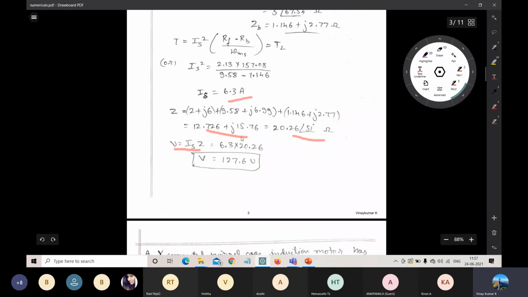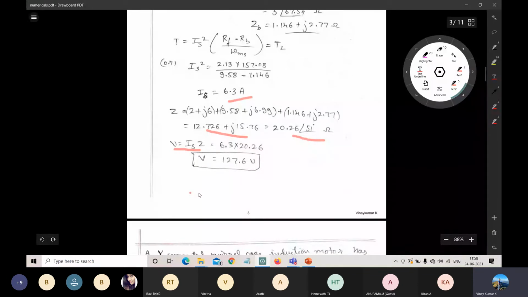So he told to calculate for speed 1200 RPM. So at 1200 RPM, this is our current value. Okay. So substitute this current 6.3 amp and Z is 20.26. So the voltage is 127.6 volts. So what is the conclusion now?